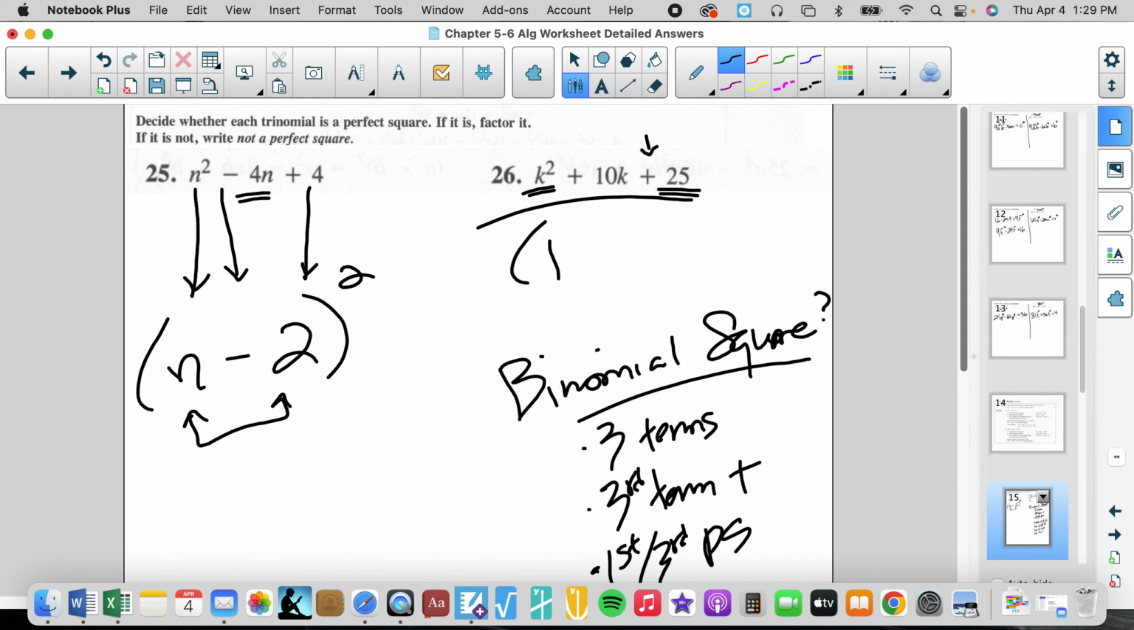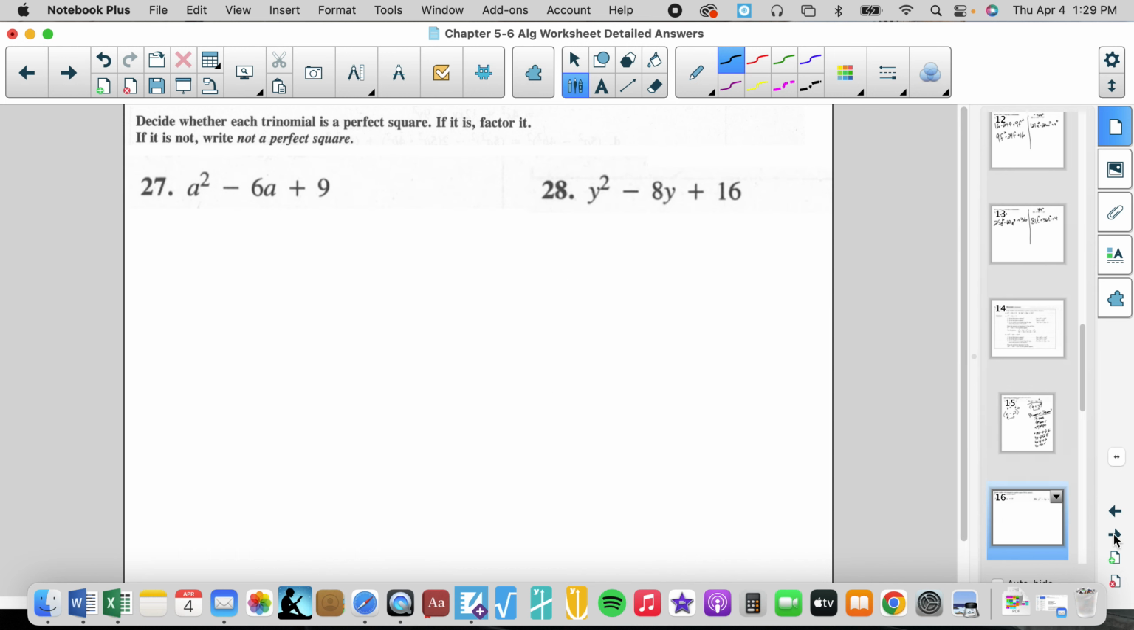So let's take the square root of the first, square root of 5. Let's bring that sign down. Does this times this, doubled, equal my middle term? Yes, it does. So that's a binomial square. I think I'm going to teach it in that manner.